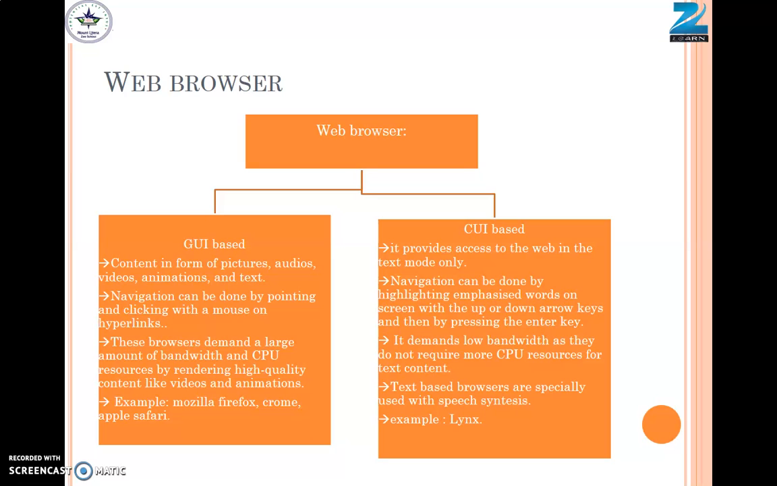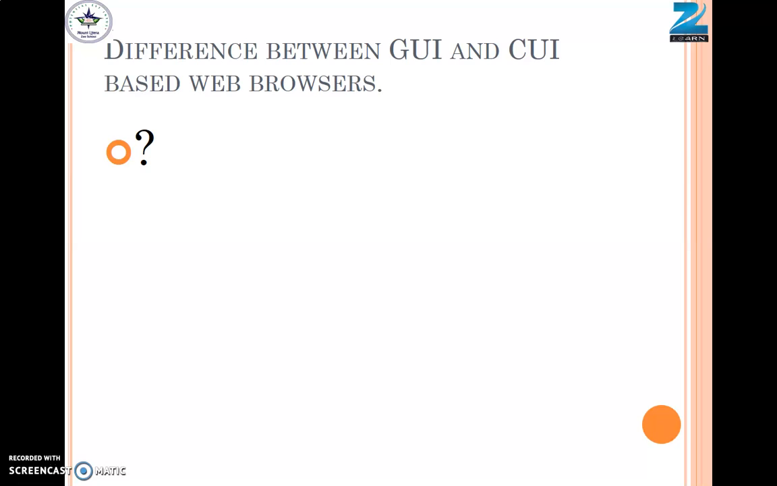Then CUI based. It provides access to the web in text mode only. Navigation can be done by highlighting emphasized words on screen with the up or down arrow keys and then pressing the enter key. It demands low bandwidth as it does not require more CPU resources for text content. Text-based browsers are specially used with speech synthesis. Example, Linux. Now, the difference between GUI and CUI based web browsers: you can recollect it, recall it, and then write it.